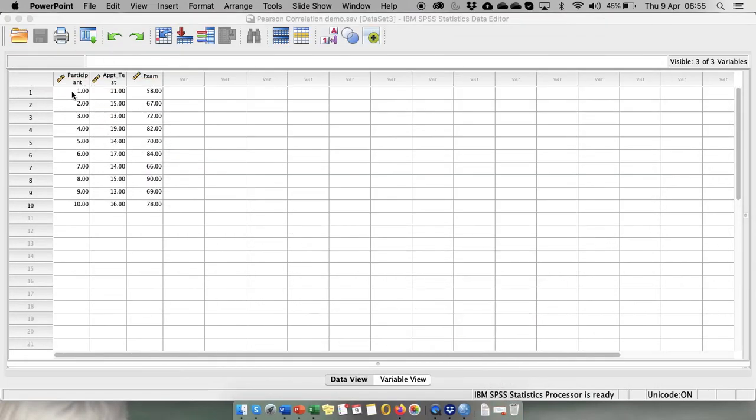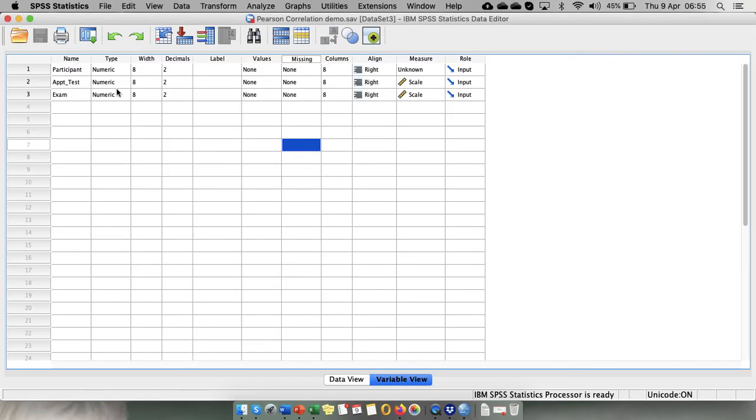Once you enter your data, it should look like this. So you have a participant number, aptitude test scores, and the exam scores. If we look at the variable view, all variables are numeric. They have decimal places. I would say remove them, no need for extra clutter in a dataset, and we need to specify that aptitude test and exam scores are both scale variables.